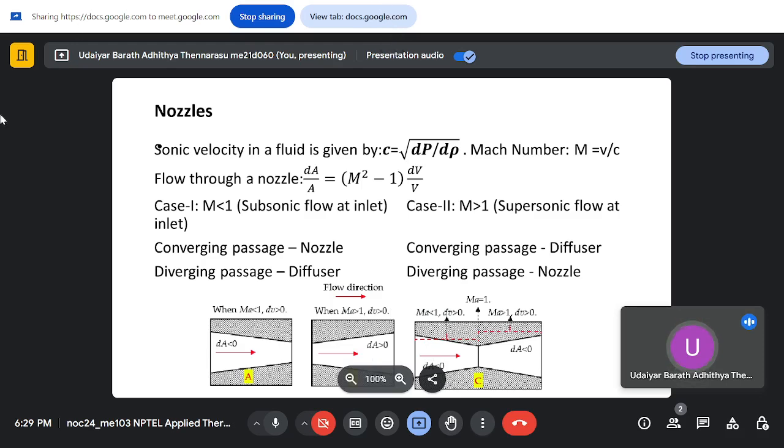So similarly, to increase from a subsonic flow to supersonic flow, you need a converging and diverging nozzle, and you will have a Mach number of 1 at the throat.